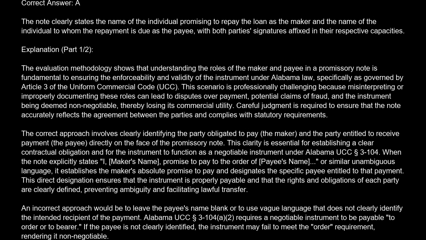The correct answer is A. The note clearly states the name of the individual promising to repay the loan as the maker and the name of the individual to whom the repayment is due as the payee, with both parties' signatures affixed in their respective capacities. Explanation. The evaluation methodology shows that understanding the roles of the maker and payee in a promissory note is fundamental to ensuring the enforceability and validity of the instrument under Alabama law, specifically as governed by Article 3 of the Uniform Commercial Code, UCC.